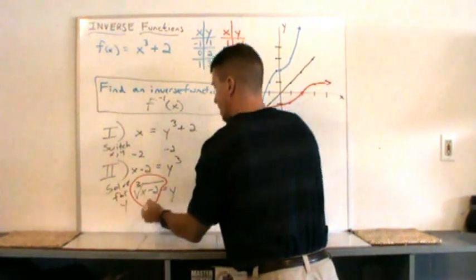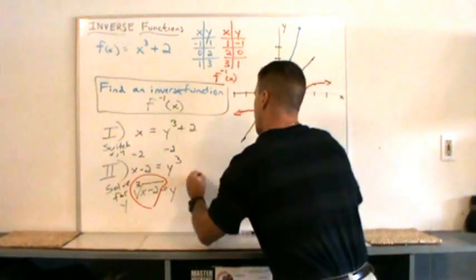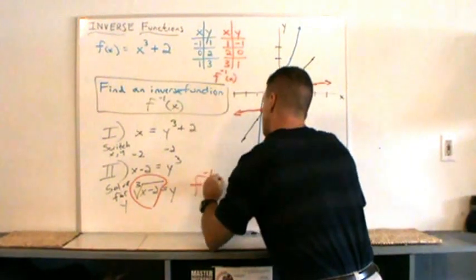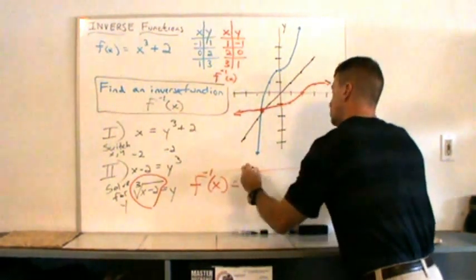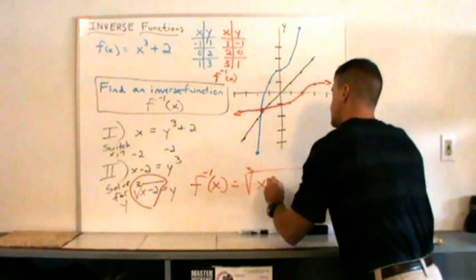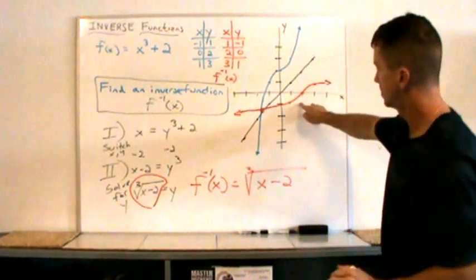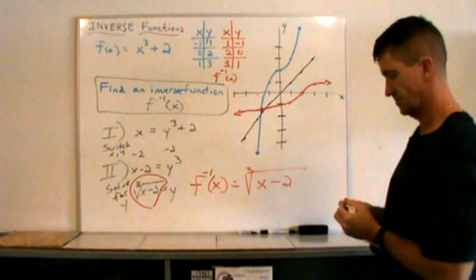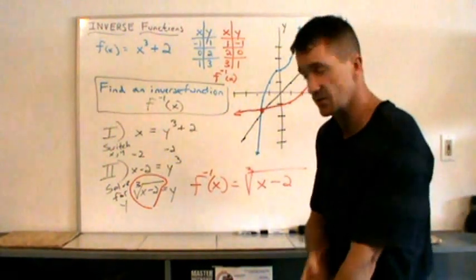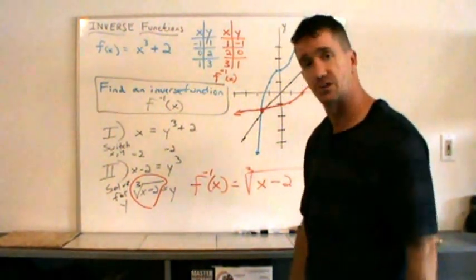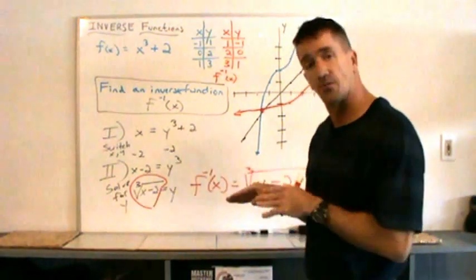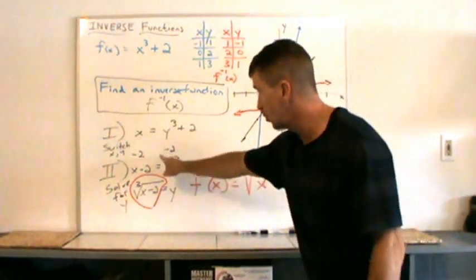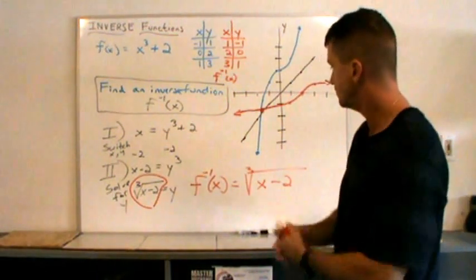Ooh. There's f inverse. f inverse is the cube root of x minus 2. That's that red curve. So that's how you find the equation of an inverse. 2 steps. Step 1, switch around x and y. Step 2, solve for your new y. Isolate that new y after you switch them around. Okay.